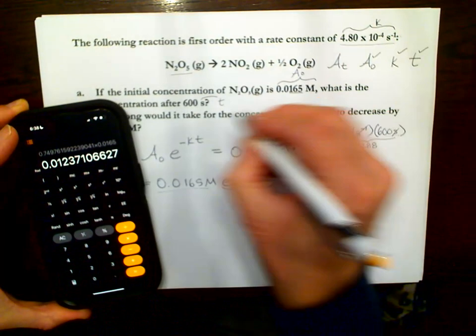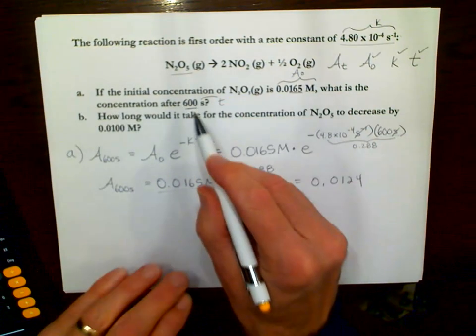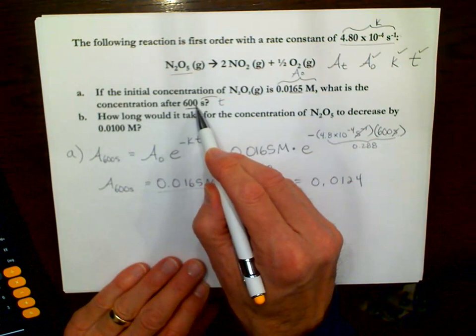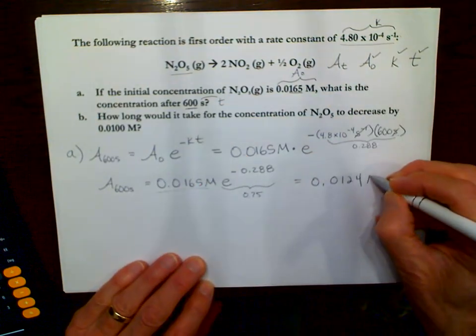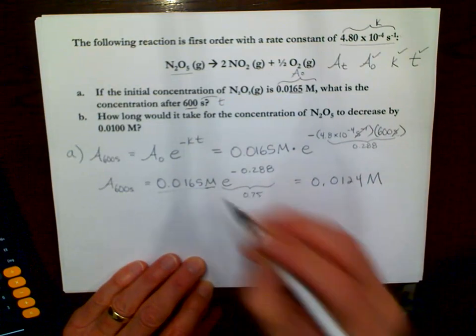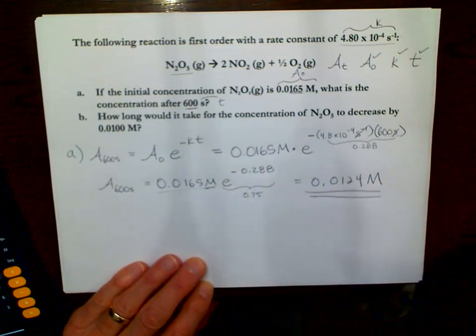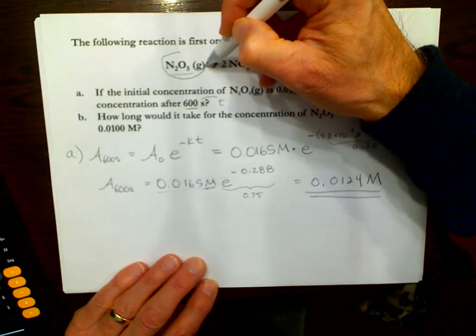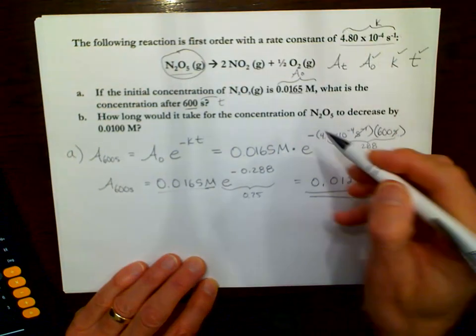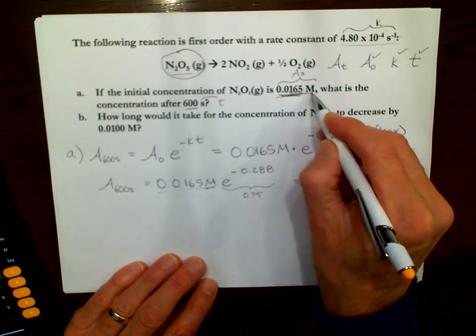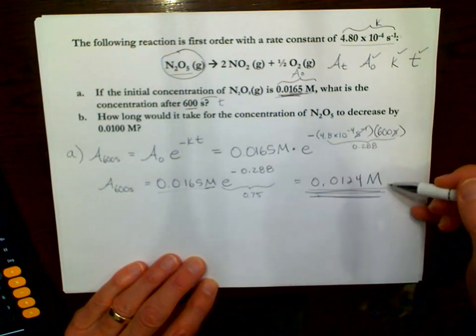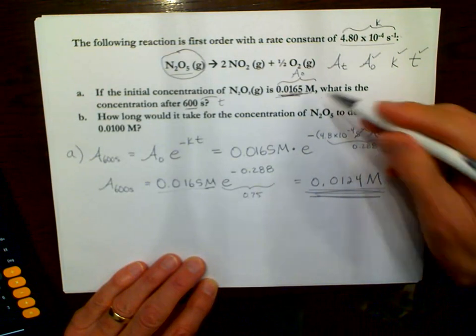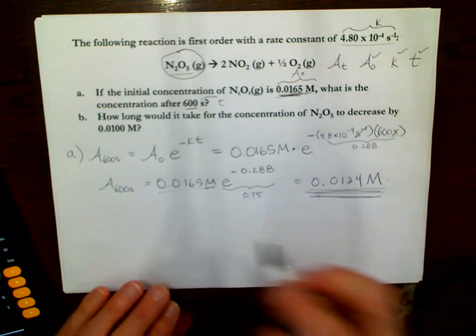0.0124, 3 sig figs. I'm going to assume, I'm not sure about this, that this time is known to the nearest second. That's 3 sig figs. My unit's going to be molar. This unit survives. So I've got a reaction where this is being lost over time, and we start with 0.0165 molar, and look, it drops after 600 seconds. So that kind of makes sense. I would expect this number to be lower than this number. So I think I did that okay.